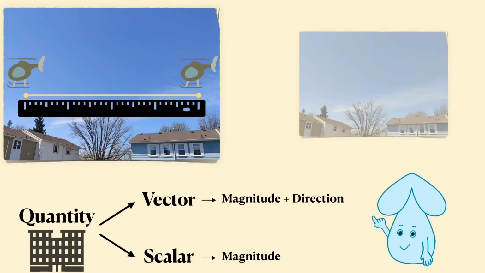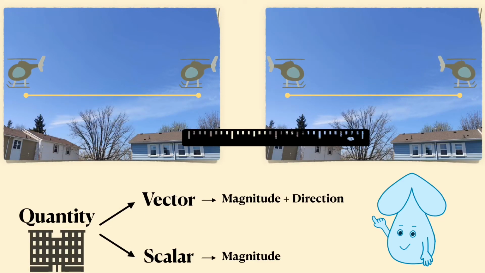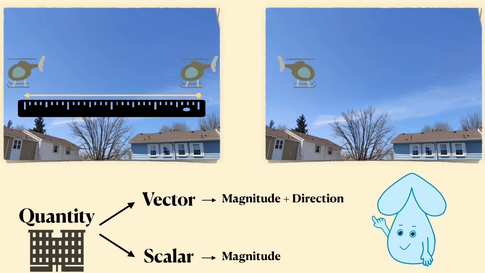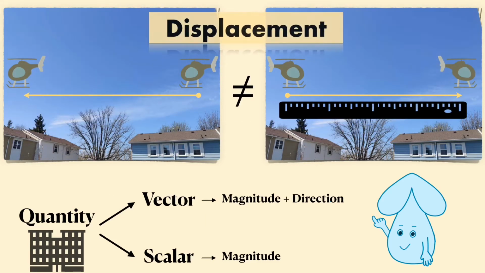In this example of the flying helicopter, we see the length of the routes are the same, so the distances, which are scalars, are equal. The displacements, which are vectors, are not equal since the directions are different.